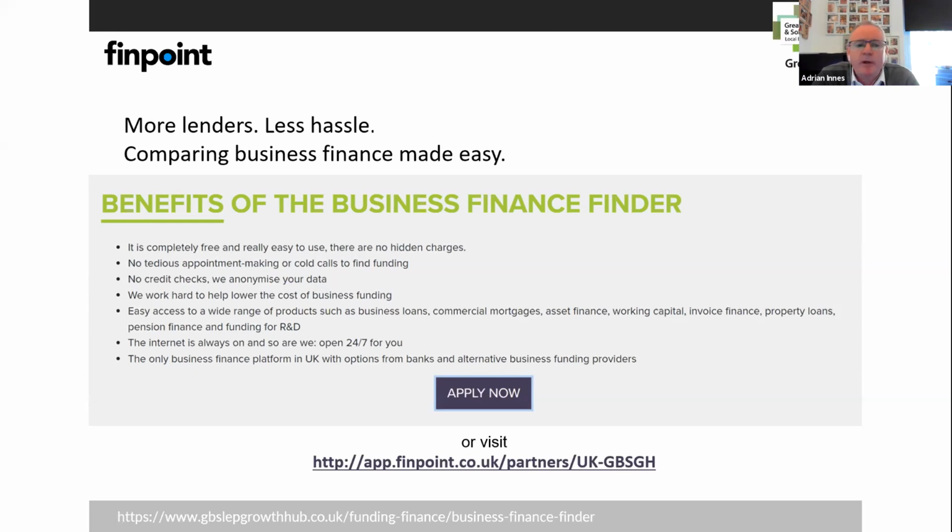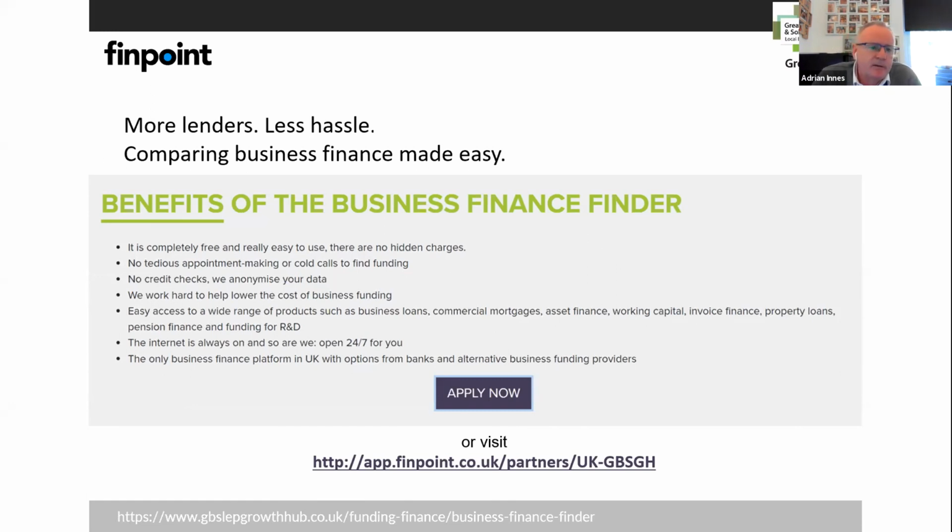It's only at that point that they will start to do any sort of soft checks, from soft checks and then full checks at the end, to make sure that there's no adverse information in the background or skeletons in the cupboard. But it means you can reach multiple funders with a simple application.